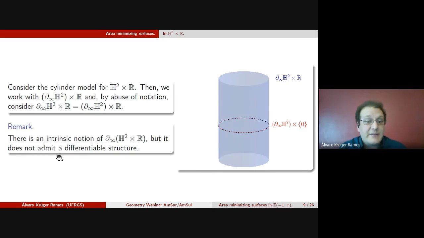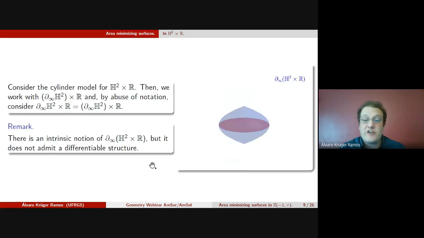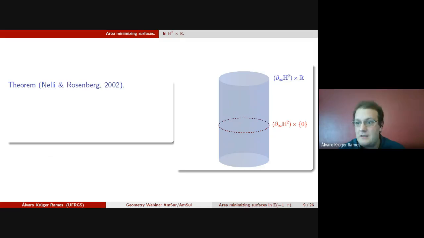So as I said, there is an intrinsic notion of the boundary of H2 cross R, but it does not admit a differentiable structure. It looks a little like this lime-like surface. It has two singularities, and I won't say anything about this kind of space, but it is useful in certain situations. So first, theorems about global results on area minimizing surfaces in H2 cross R.